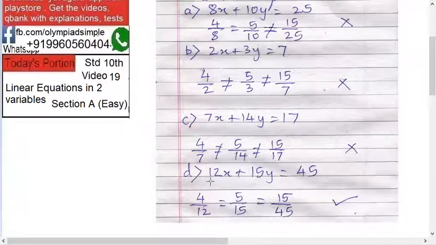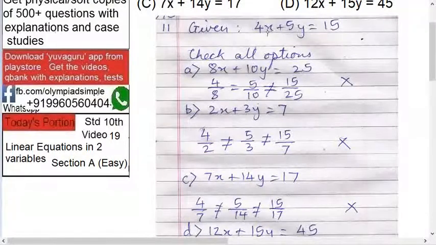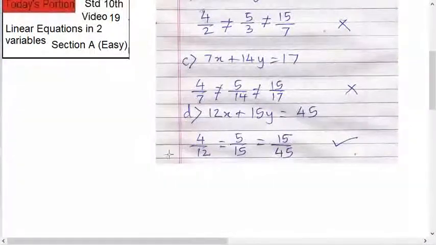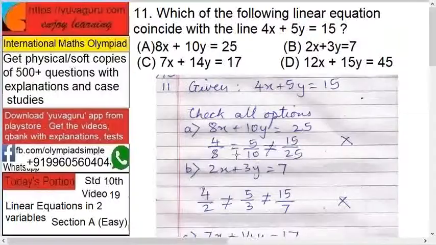Okay. Last, 12x plus 15y equals 45. 4 upon 12 equals 5 upon 15 equals 15 upon 45. Right? This is the equation original. So does this satisfy? Yes. All are 1 by 3. So D is the equation which coincides with 4x plus 5y equals 11.